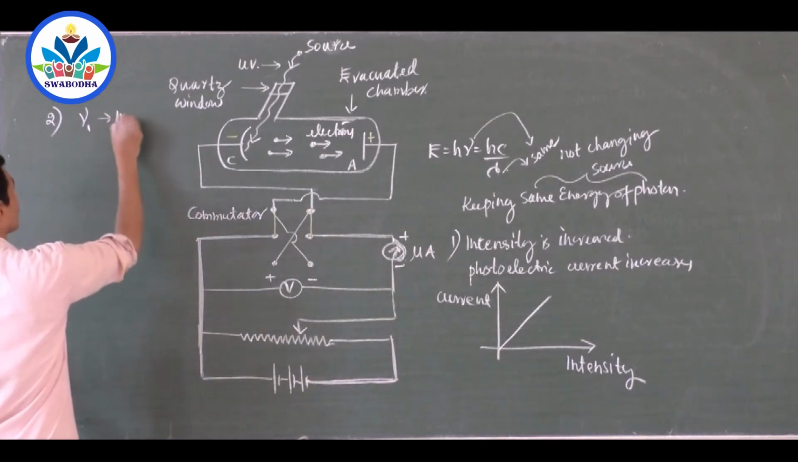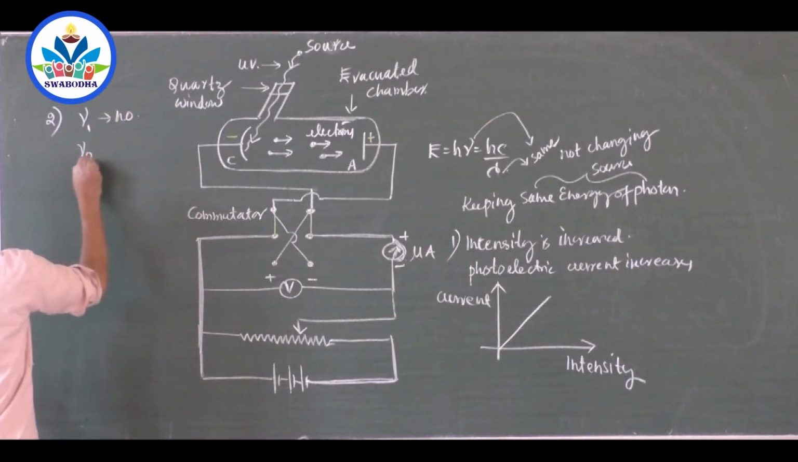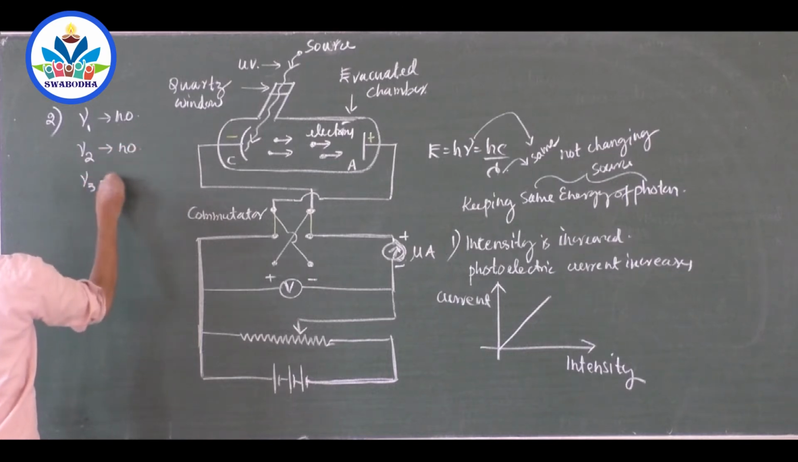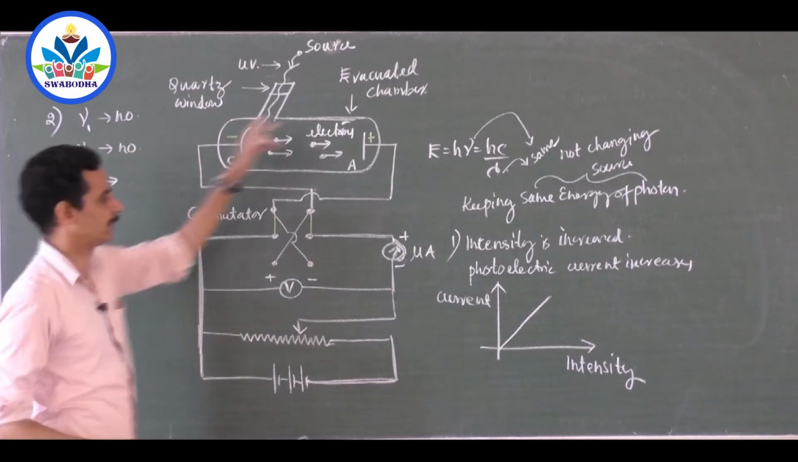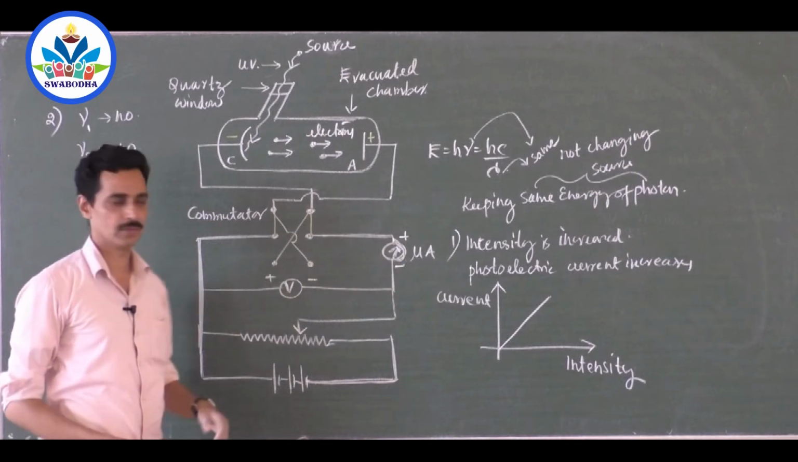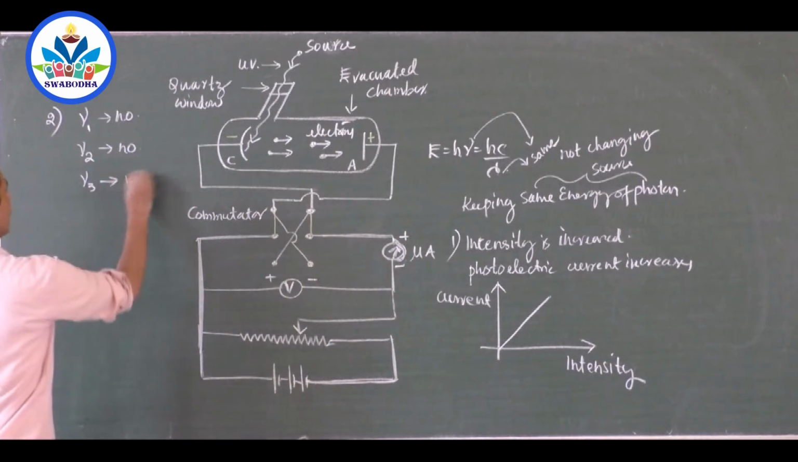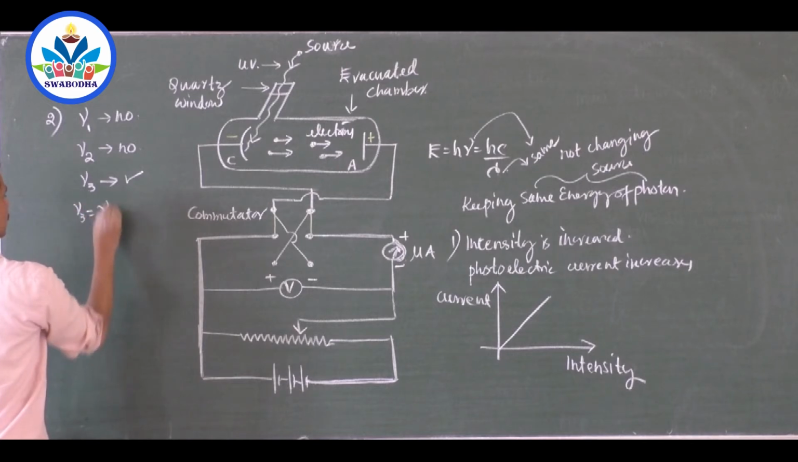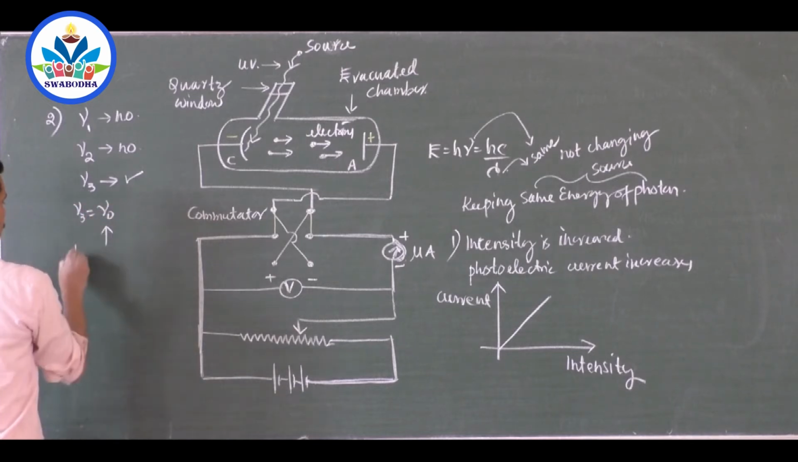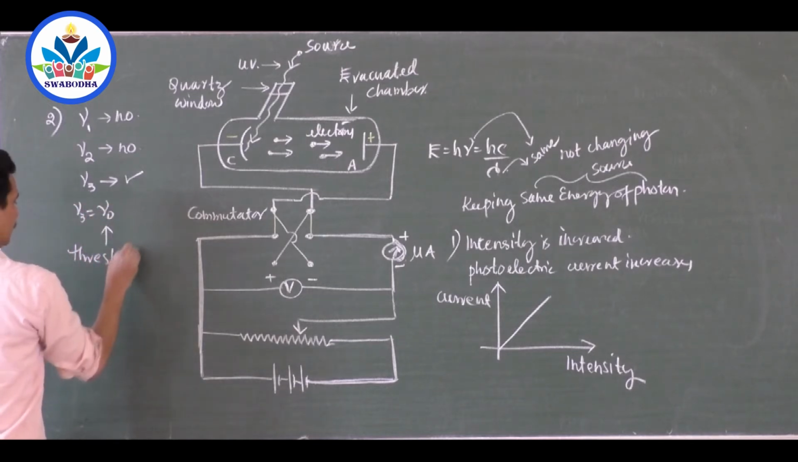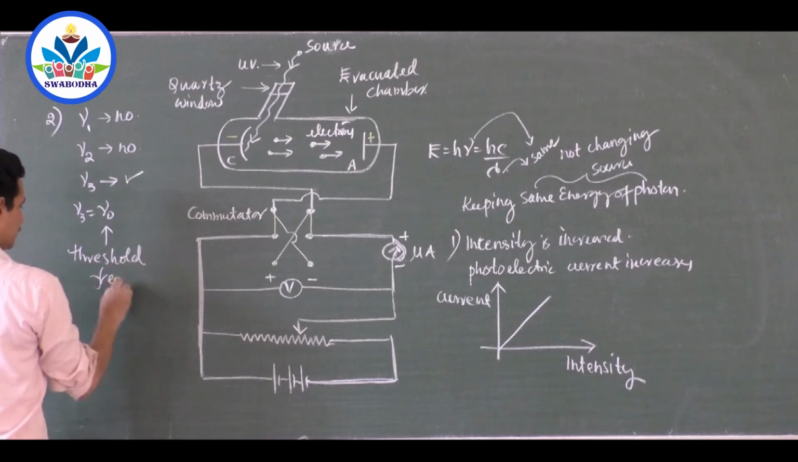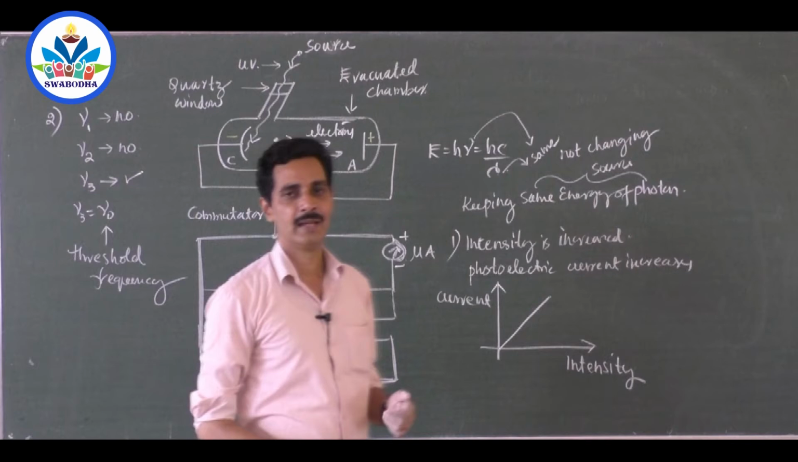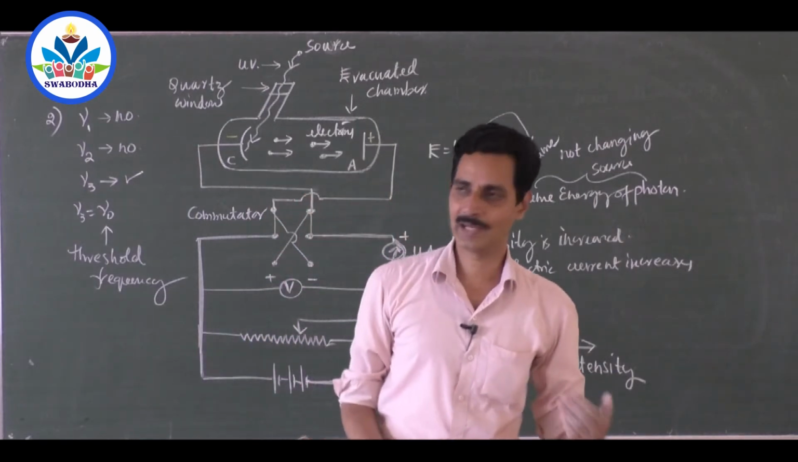Nu1, no photoelectrons are emitted. Nu2, I will increase it. No photoelectrons are emitted. Nu3, I see some photoelectrons are emitted. I see some current in the circuit. Okay, so photoelectrons are emitted. And this Nu3, I will take it as Nu0 and I call it the threshold frequency. What do you mean by threshold frequency? The minimum frequency above which photoelectric emission can take place.